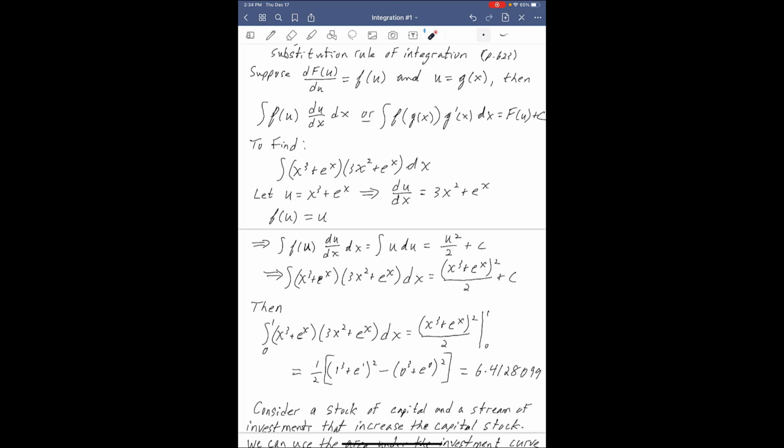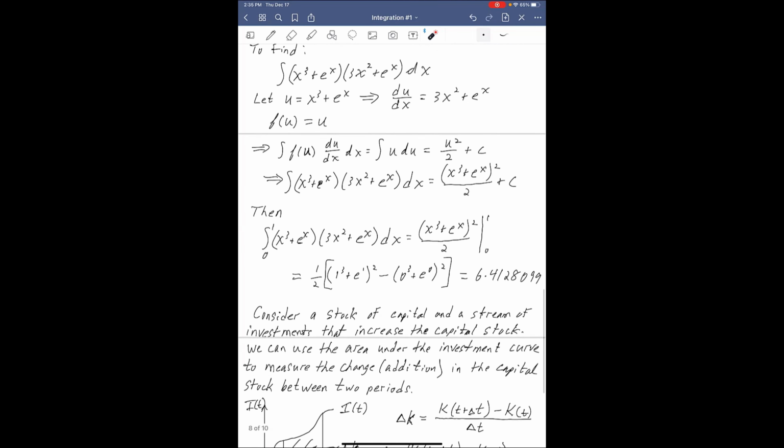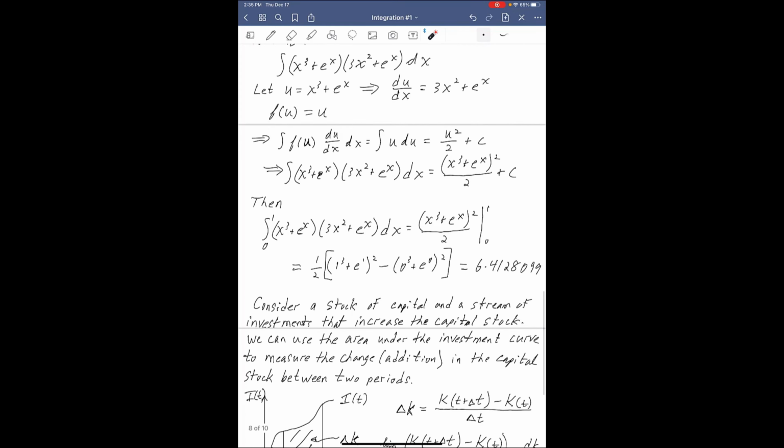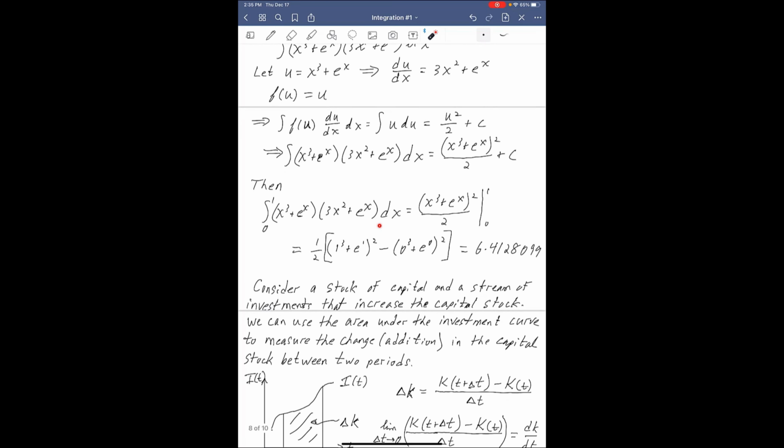So we get 1/2, there's our half, times 1 cubed plus e to the 1, which is about 2.7 something, and then we get minus 0 cubed, which is 0, and then e to the 0 is 1. So we get this number here, divide by 2, and we get 6.4128099 as this area between 0 and 1 for that function. So that's the area underneath that function.